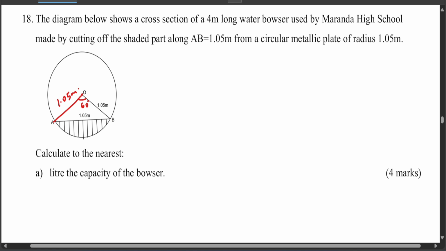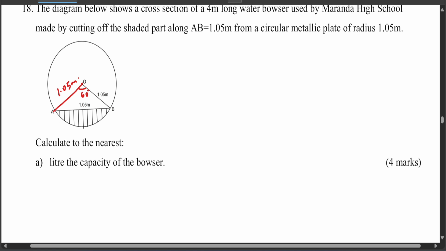Now, the question said calculate to the nearest liter the capacity of the bowser. So you need to find the volume of that bowser. But to find the volume, we need to find the cross-section area, then you multiply by the length. For us to get the cross-section area, we first need to find the area of this, so that we can subtract it from the total area of the circle, so that we can get the area of the major segment. We don't want this, we want the major segment, which is this.